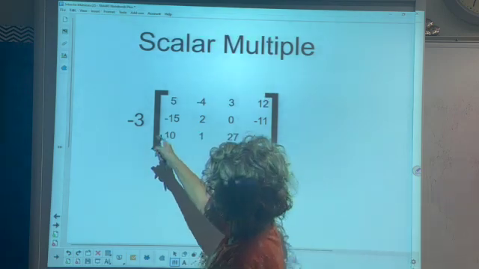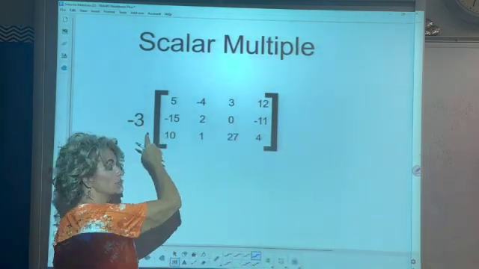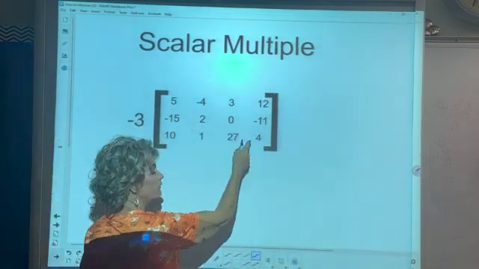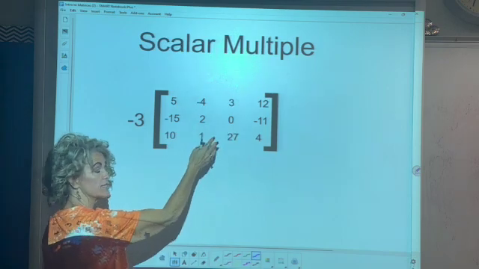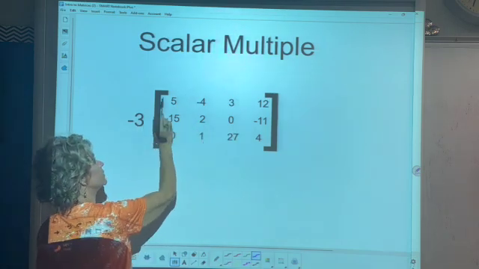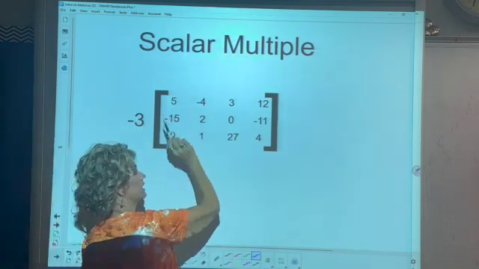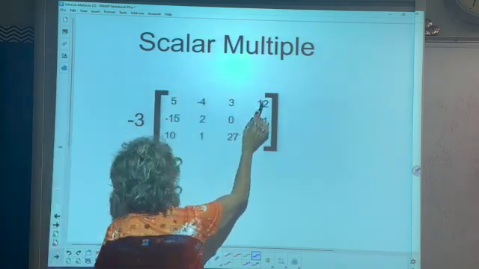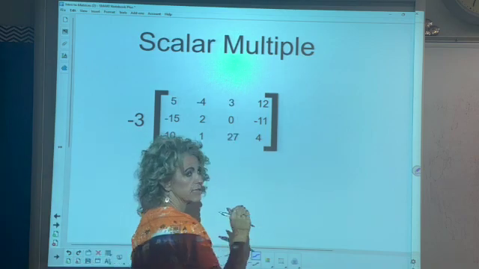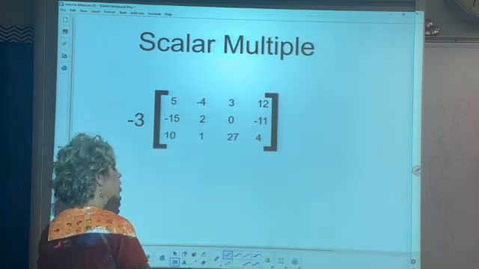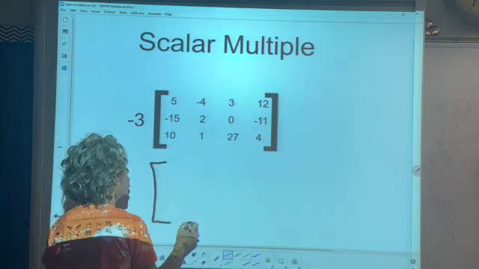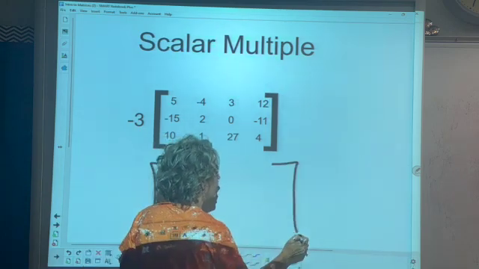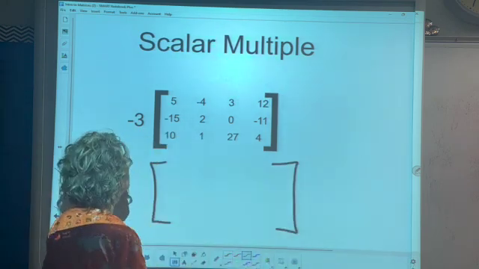I'm going to take that -3 and I'm going to multiply it, and listen, this is a 3x4, so I'm going to do it 12 different times. I'm going to take this -3 times the 5, this -3 times the -4, this -3 times the 3, this -3 times the 12, and then I'm going to repeat the entire process. Now, I'm not going to write all of that out. We are simply going to answer the question, okay?